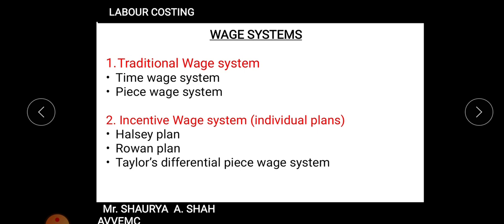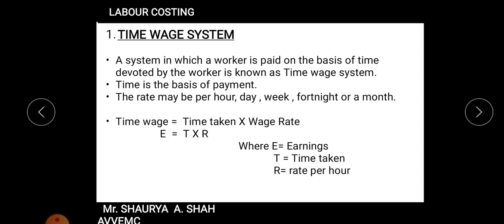Wage systems, yesterday we started with this part, students. There are two classifications of wage system, as I already told you. One is your traditional wage system, which has been going on since years, and the second is your incentive wage system. In incentive there are two parts, individual plans and group plans, and in your syllabus we are learning only individual plans. So starting with your traditional wage system, there are two types: time wage system and piece wage system.